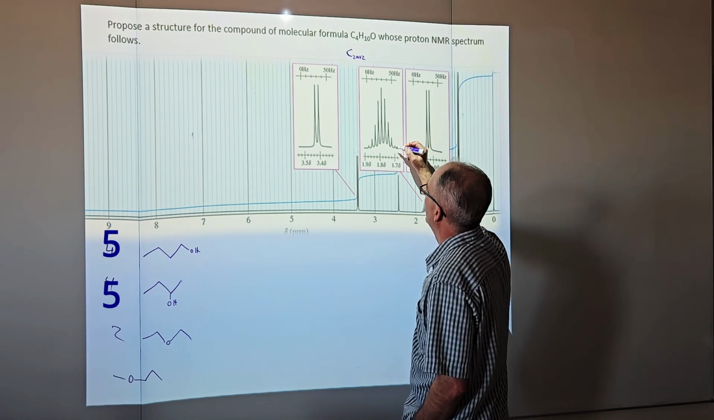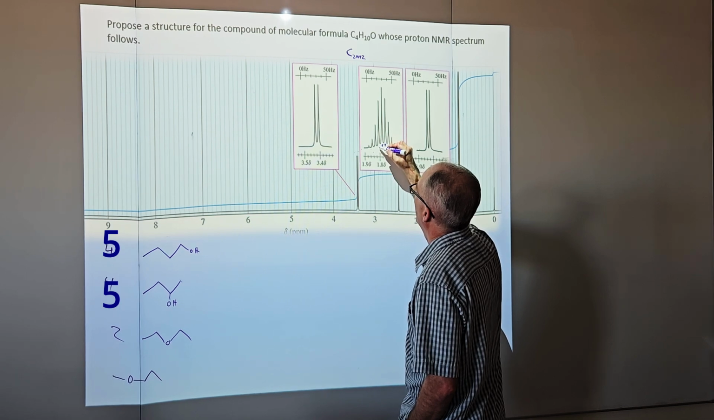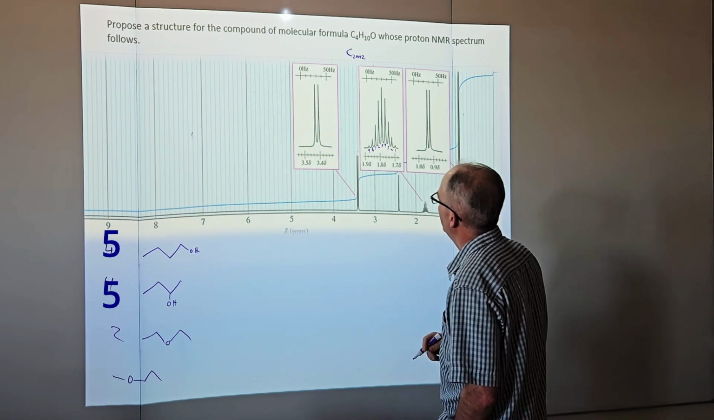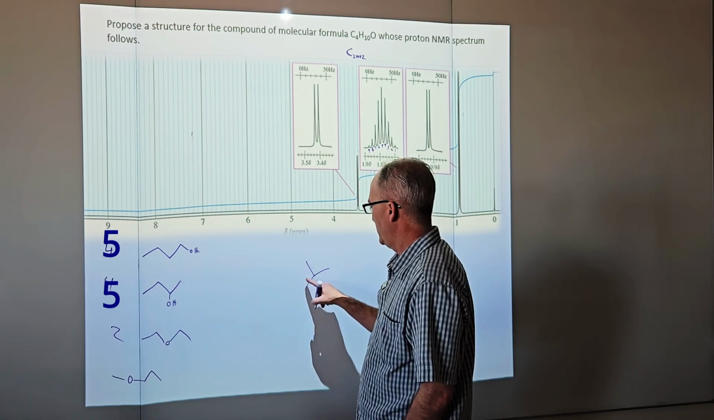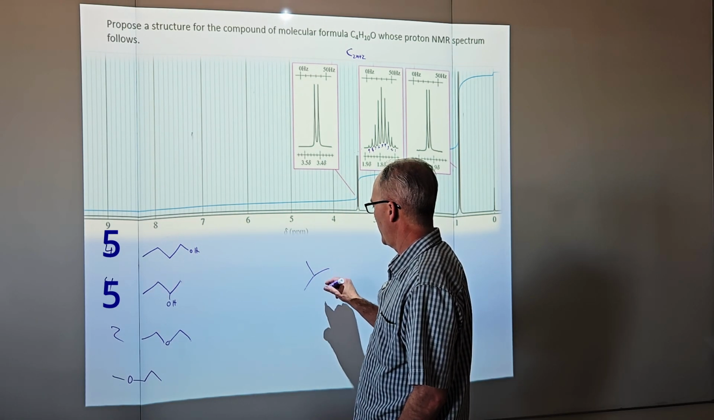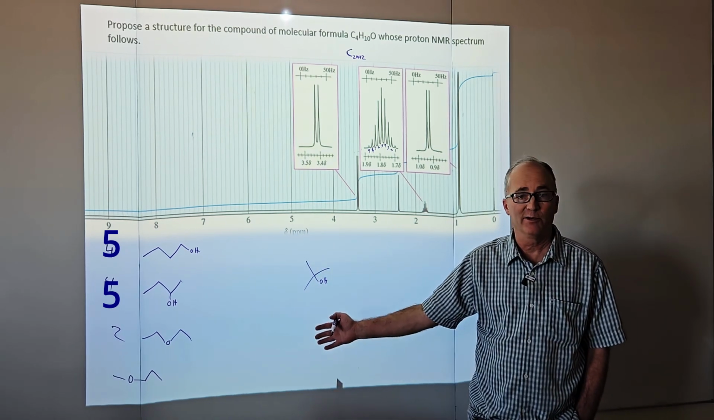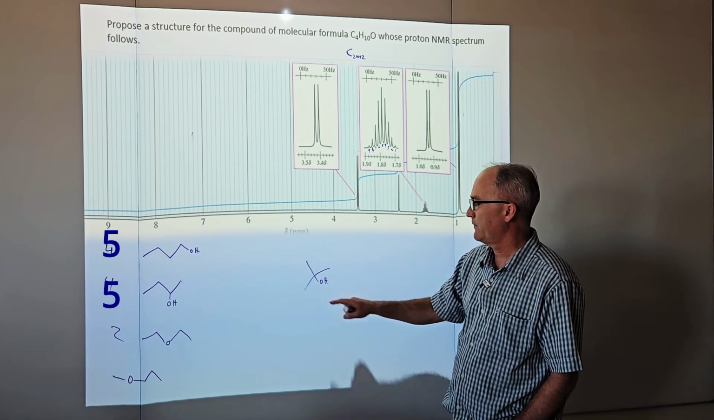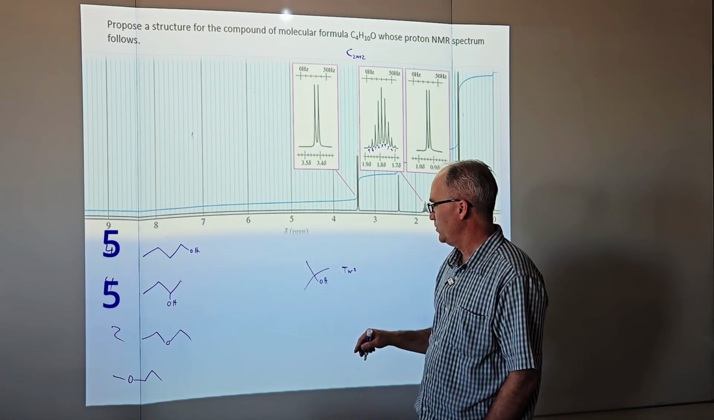Now look at this mess. 1, 2, 3, 4, 5, 6, 7, 8, 9. I don't know if I necessarily believe it. 1, 2, 3, 4. Before too long, I'm going to have every constitutional isomer up here that has that signal. How many signals would this have? This is going to have 2, 1, and 2.